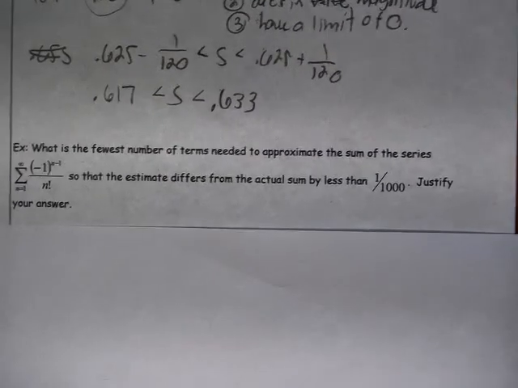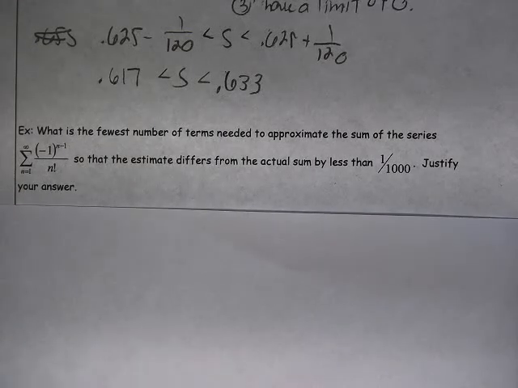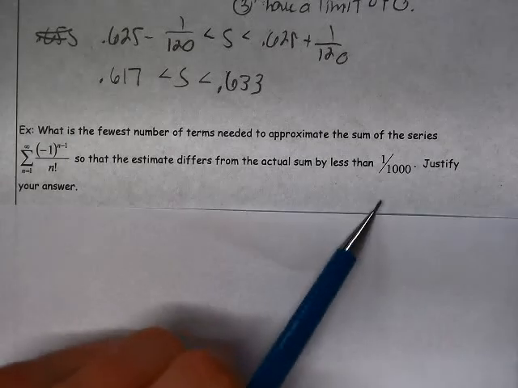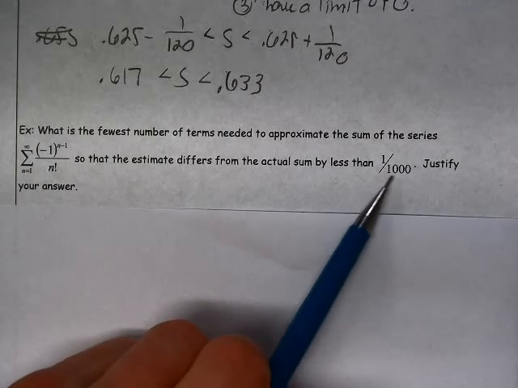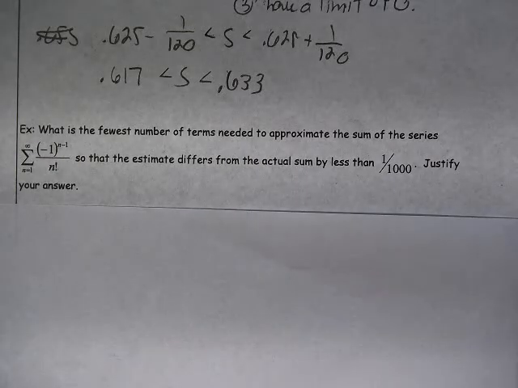It says, what is the fewest number of terms needed to approximate the sum of this series so that the estimate differs from the actual sum by less than 1 over 1,000th? So here we're kind of specifying our accuracy requirement. Then I'm saying, okay, well, how many terms am I going to need?